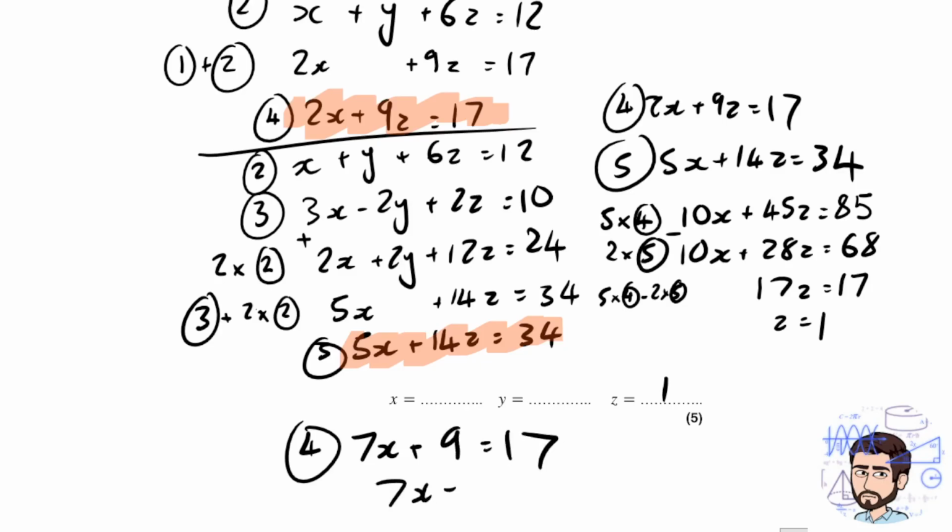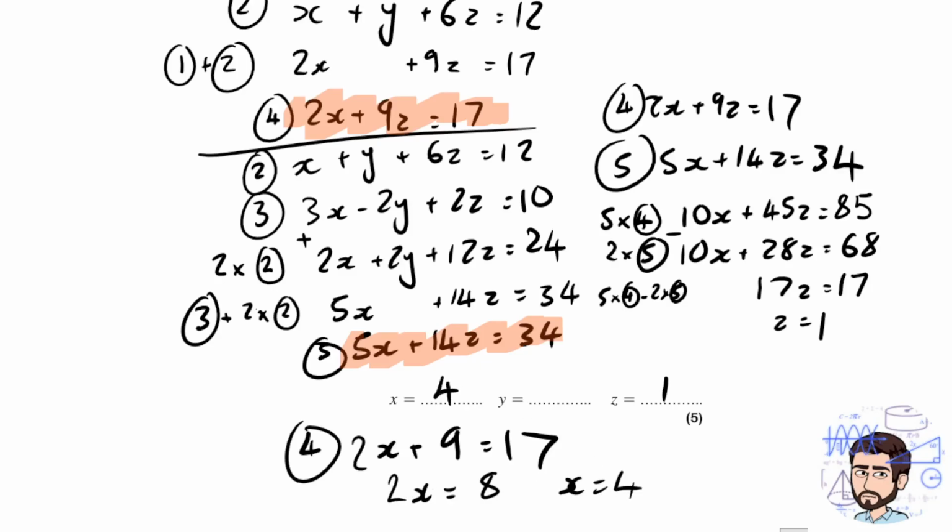So 2x is equal to 8. Oh, I can't even read my own handwriting. 2x is equal to 8. So x must be 4. X is equal to 4.